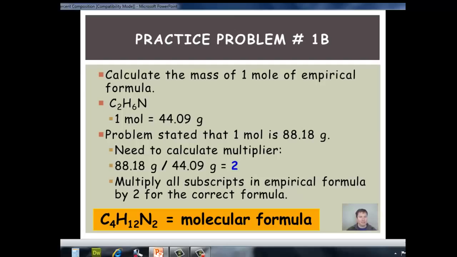So pretty easy. We do need to know the molecular mass or the molar mass of the molecular formula to be able to do this.